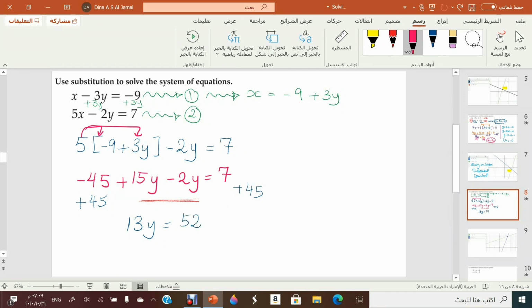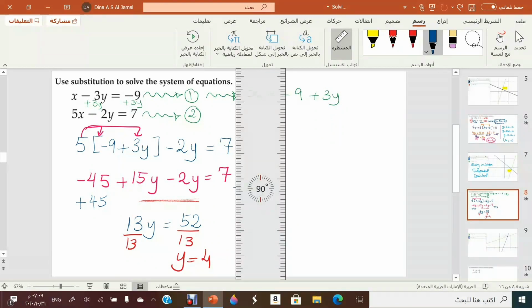Now you are having a one step equation. Divide by 13, divide by 13. You are having y as 4 and it is directly done. Now what is missing for you? The missing value for you is x now.